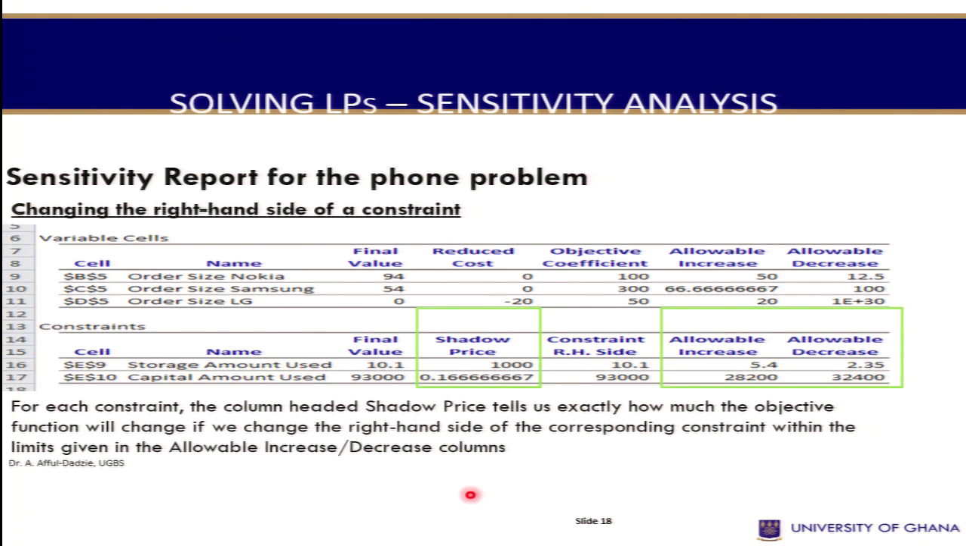In the same analysis for the capital constraint, for every extra unit of capital that we add, we are going to increase our objective or our total profit by 0.167 cedis. That is approximately 16 pesewas. So that is it for the shadow price.